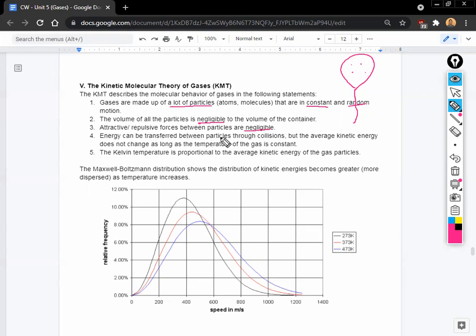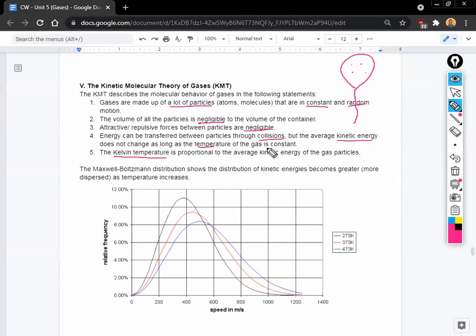Okay, energy can be transferred through collisions, but the average kinetic energy does not change as long as the temperature is constant. Okay, so as they're flying around, they can bump into each other and they'll transfer energy, but the only thing that'll really change the energy in there is gonna be the temperature. Okay, so just know temperature affects how much force these guys have. It affects the pressure, and the Kelvin temperature is proportional.